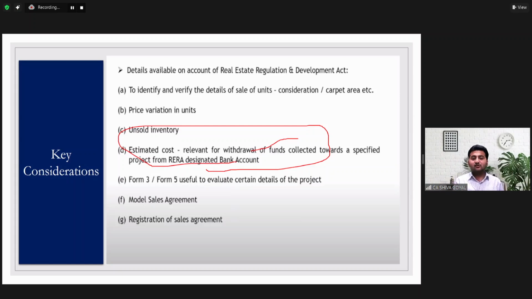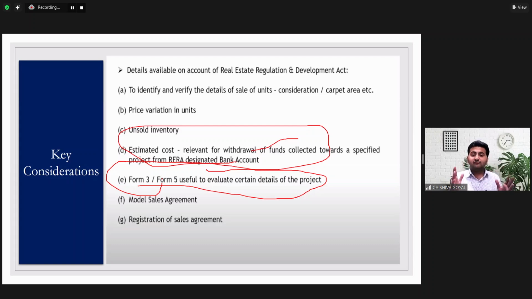As you all know, Form 3 and Form 5 are very important forms in RERA. Form 3 comes into play when there is a certification by an independent chartered accountant other than the statutory auditor. Only when he certifies can a real estate developer withdraw the funds. On the other hand, Form 5 has to be certified by the stat auditor. It's an annual certification, and within 6 months it has to be certified.